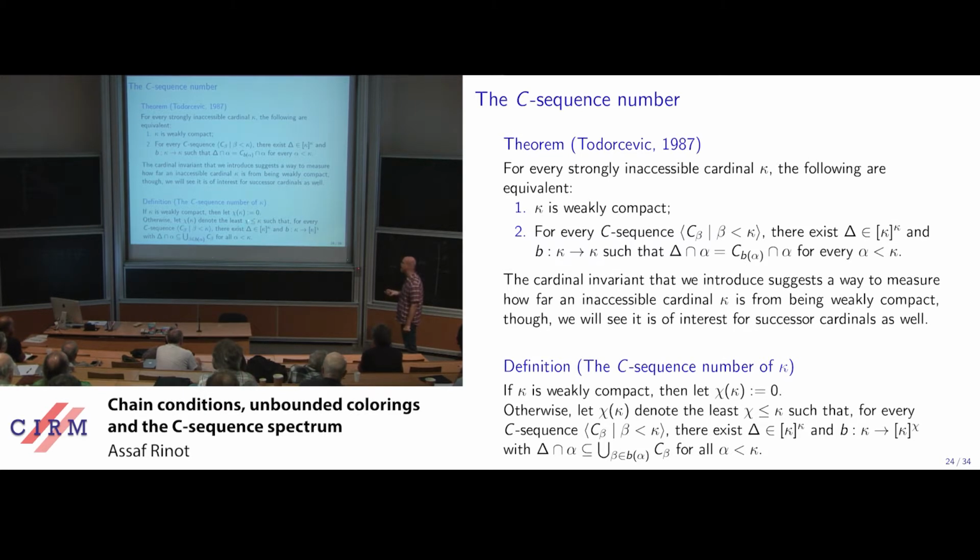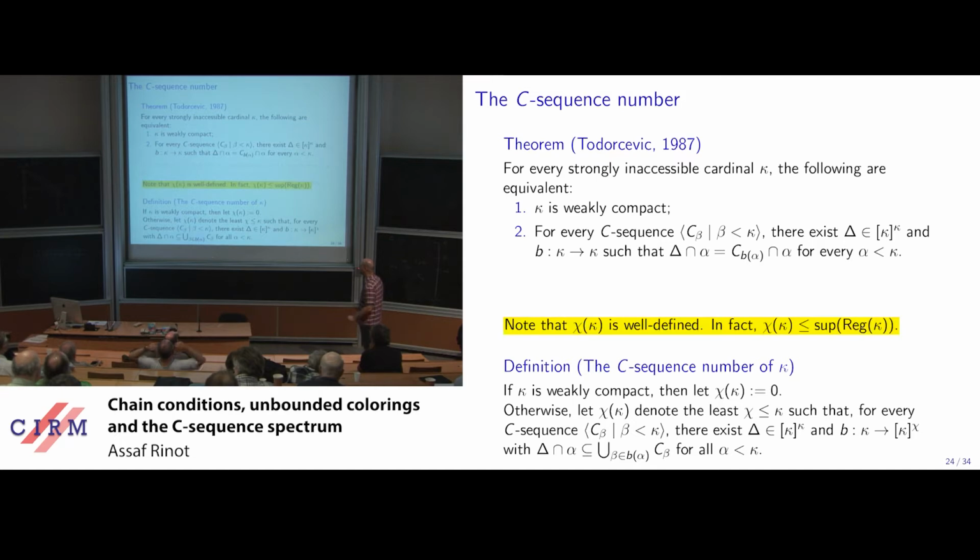It's the least cardinal chi such that for every C sequence, you can find a cofinal subset of kappa of size kappa, such that every initial segment is covered by chi many elements of your C sequence. Okay, so the larger, the more sets you need, it feels like you are farther from being weakly compact. Weakly compact means 0, and then you can start looking at how far you are from being weakly compact. Notice the definition is well defined. You can always find such a chi. It would be at most kappa, but actually, if kappa is a successor, it would be at most the predecessor of kappa.